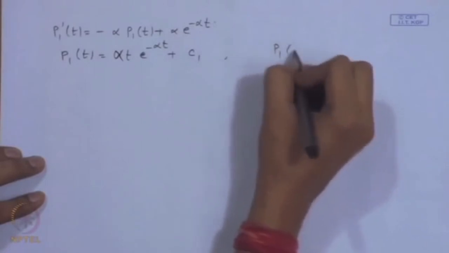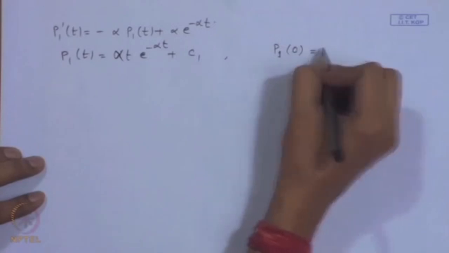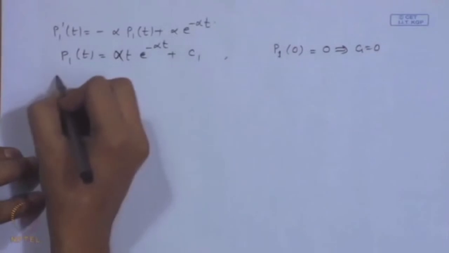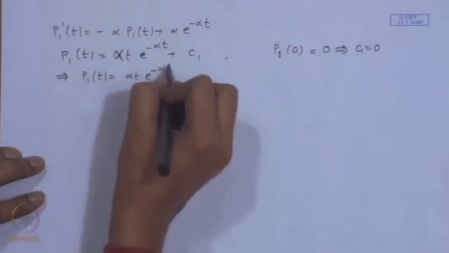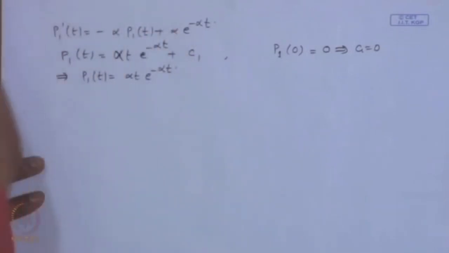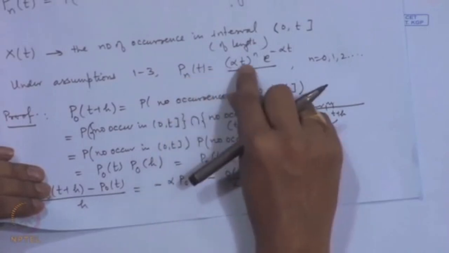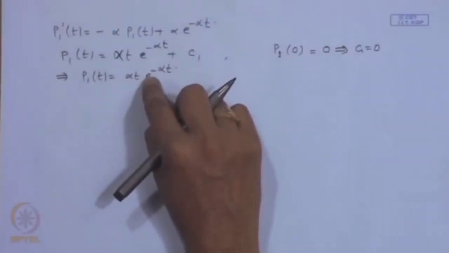Now, once again we can use the initial condition p1(0), that is the probability of a single occurrence in the interval of length 0, that will be 0. If we substitute this, we will get c1 is equal to 0. So, this means p1(t) is equal to alpha t e to the power minus alpha t. Now, if we note the general expression that we wanted to prove, in this one if we put n is equal to 1, we get p1(t) is equal to alpha t into e to the power minus alpha t. So, we have proved this statement for n is equal to 1 also.